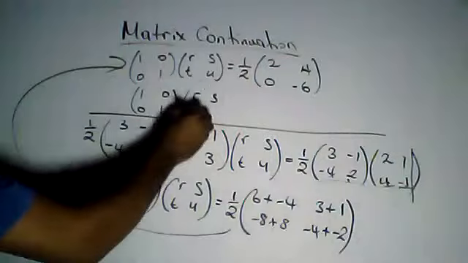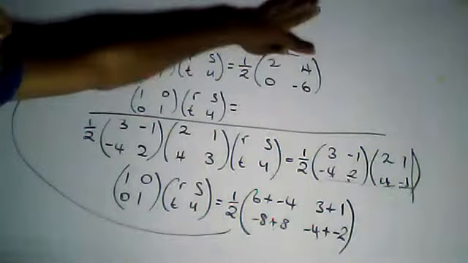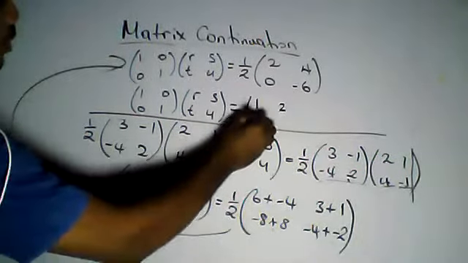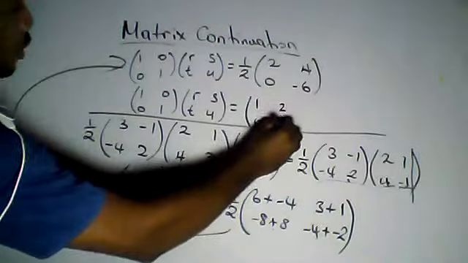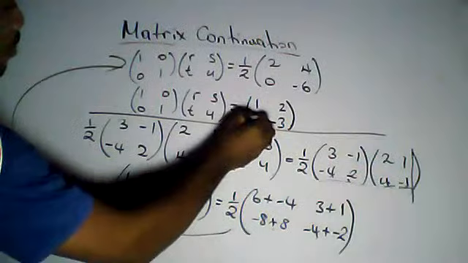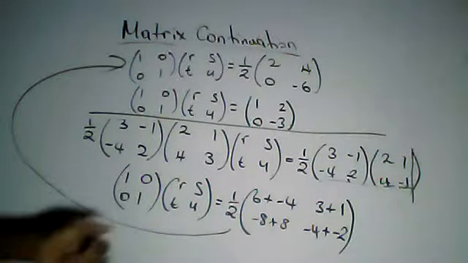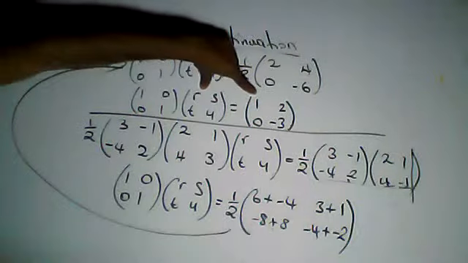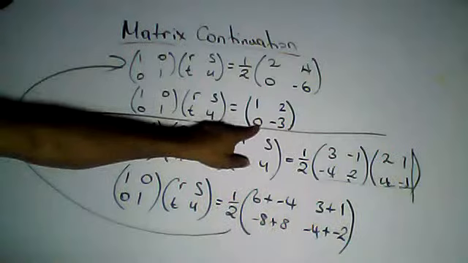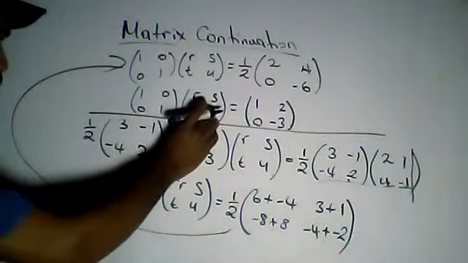Now, after distributing the half inside the bracket, what are we going to get? We're going to get 1, 2, 0, minus 3. Everybody should be able to know what I have done there. Then you can write, therefore, R equal to 1, S equal to 2, T equals 0, and what is this again? U equal to negative 3.